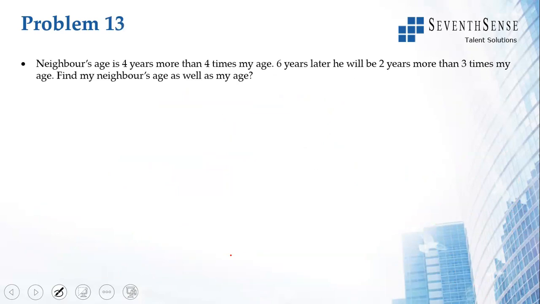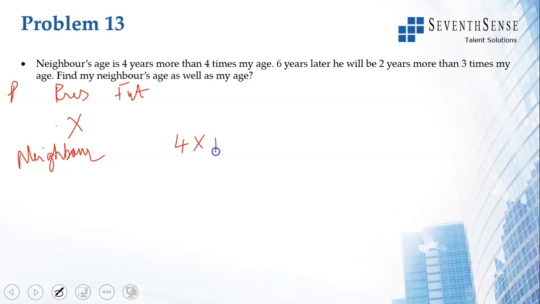Neighbor's age is 4 years more than 4 times my age. Let us say my age is X, present, past, future. My age is X, neighbor's age is 4 years more than 4 times my age. 4 times my age is 4x, 4 years more than that. This is the neighbor's age. Okay, this is the neighbor's present age. So we have present age is x and 4x plus 4. So neighbor's age, which is y, is equal to 4x plus 4.